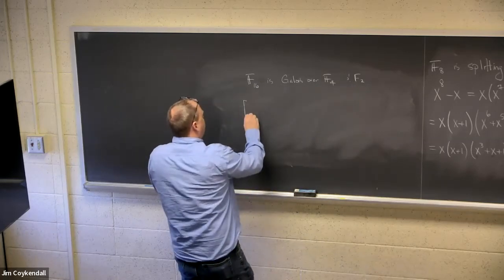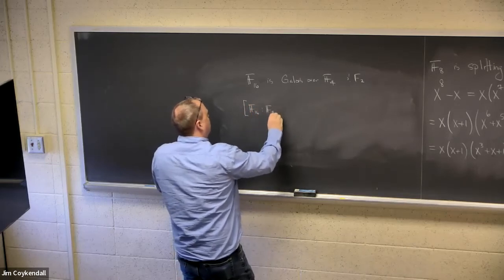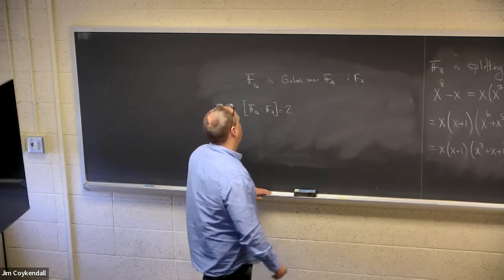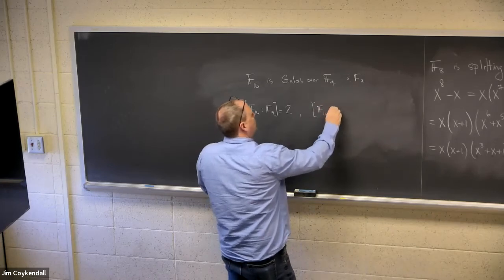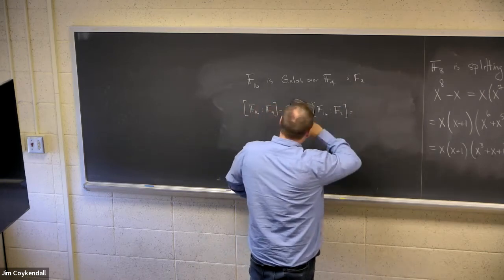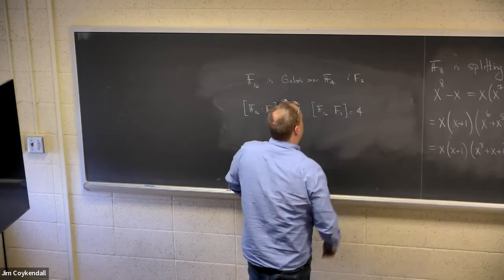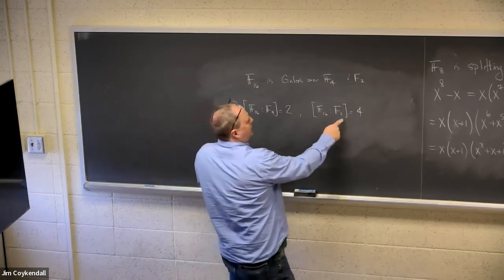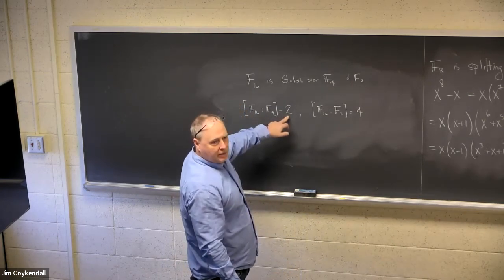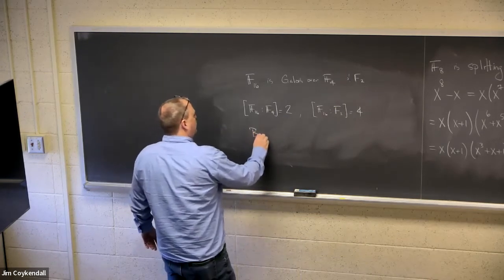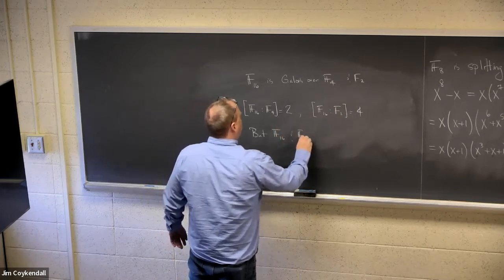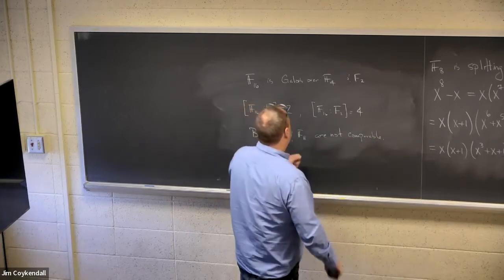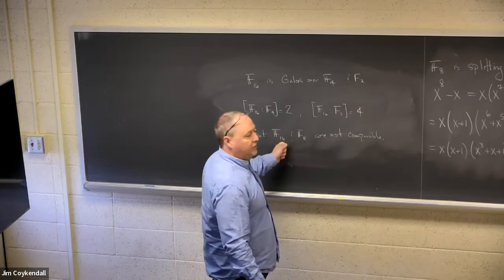Right? The degree is 2. And the degree of F16 over F2 is 4, so the Galois group of F16 over F2 is Z4. This one is Z2, right? But F16 and F8 are not comparable, because this is a degree 3 extension of Z2, and this is a degree 4 extension.